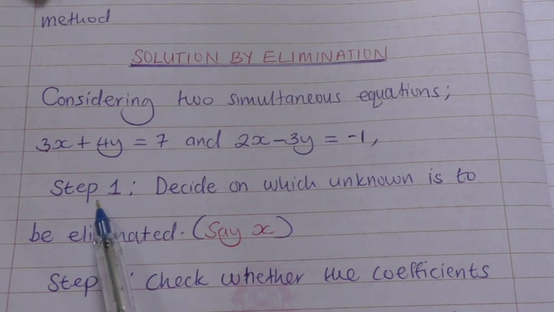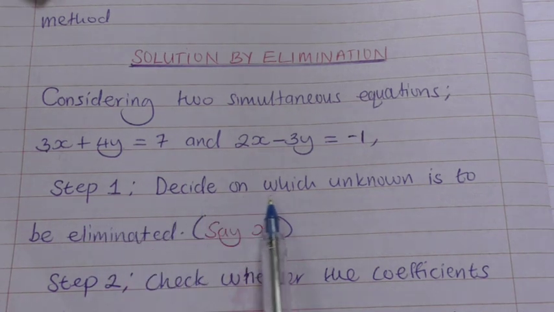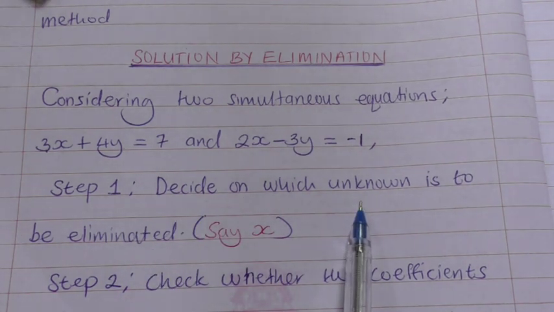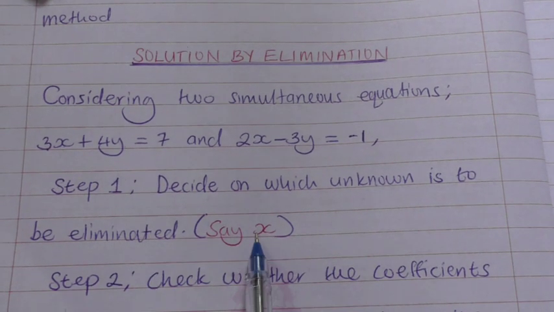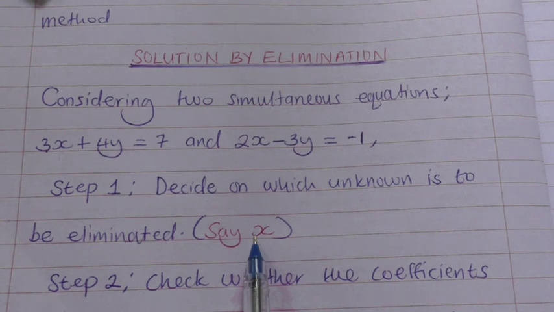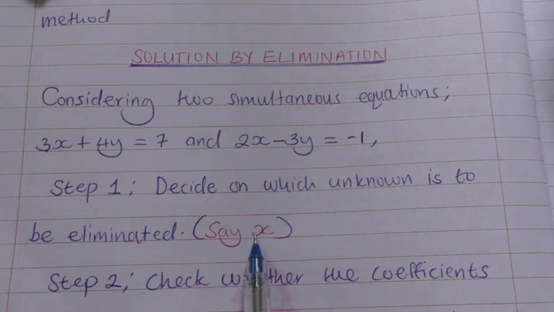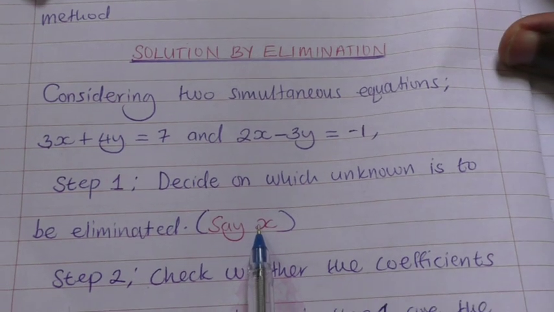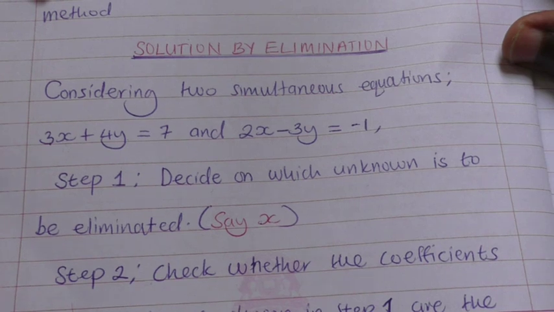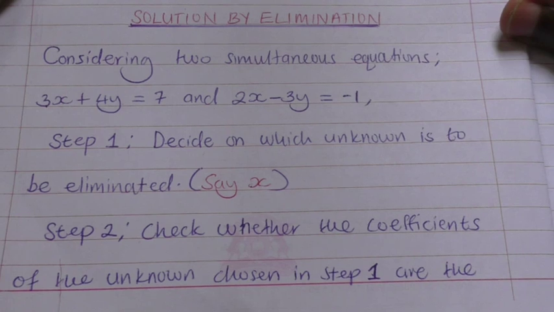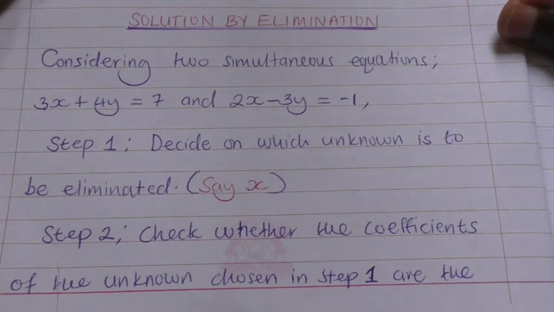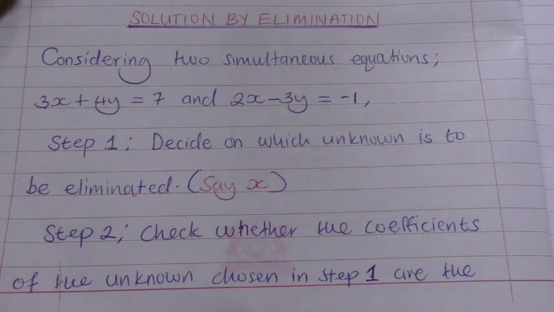Step one is we decide on which unknown to be eliminated, either x or y. Say we are eliminating x. That is our first step, to decide which one you are going to eliminate. So we have decided we are eliminating x. We come to step two. Step two is checking whether the coefficients of the unknown chosen in step one are the same.